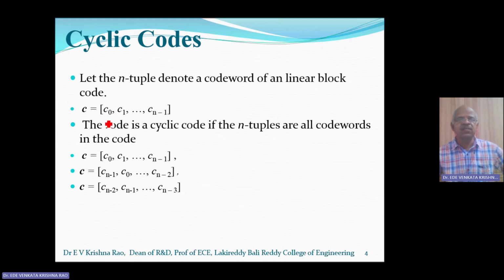This is the n-tuple code word C: C0, C1, C2, up to Cn minus 1. This is an n-bit code word, and a cyclic shift of it is also a code word. This is again a cyclic shift, and this is also a code word. So either a right shift or a left shift gives a code word. That is the cyclic property.